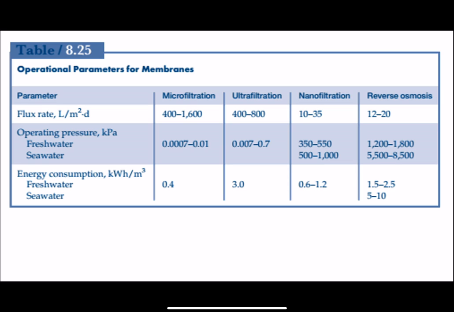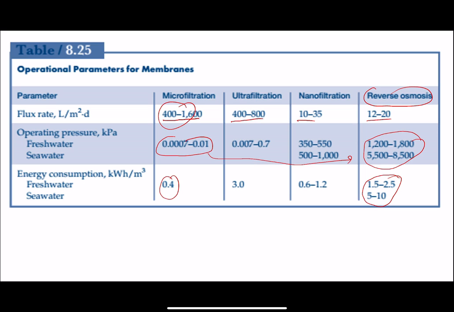The operation parameters for some membranes: you can see the flux rate for microfiltration in liters per meter squared per day, and for ultrafiltration, nanofiltration, and reverse osmosis, 12 to 20. So the flux rate is reduced because the pore size here is very small, so there is less water coming through. Here there is a high flux. The operating pressure for fresh water and seawater you can see here, in kilopascals. So there is an increase toward reverse osmosis. Energy consumption, of course, increases as we go to reverse osmosis. There is a huge increase for reverse osmosis, especially for fresh water, and of course more if it is seawater.